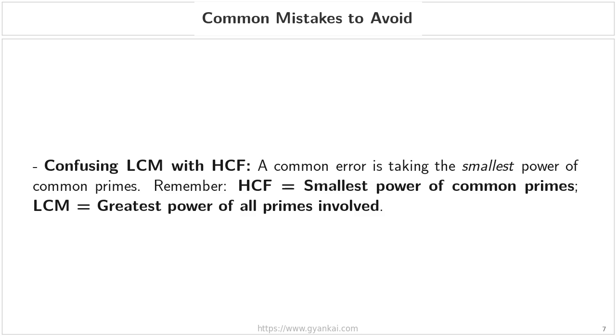First, a very frequent error is confusing the LCM with the HCF, or highest common factor. When we were looking for the HCF in our earlier discussions, we were looking for the smallest power of only the common primes. However, for the LCM, you must remember the rule we just learned. HCF equals the smallest power of common primes, but LCM equals the greatest power of all primes involved. Don't let that distinction slip.